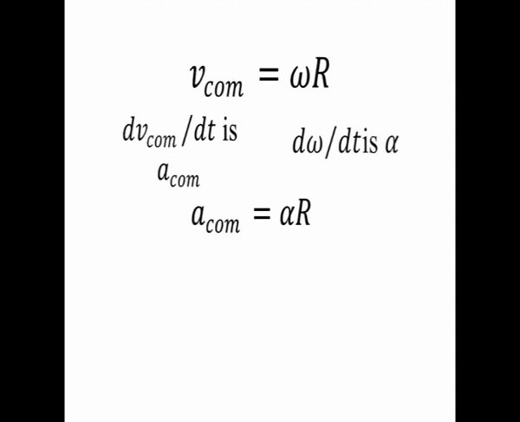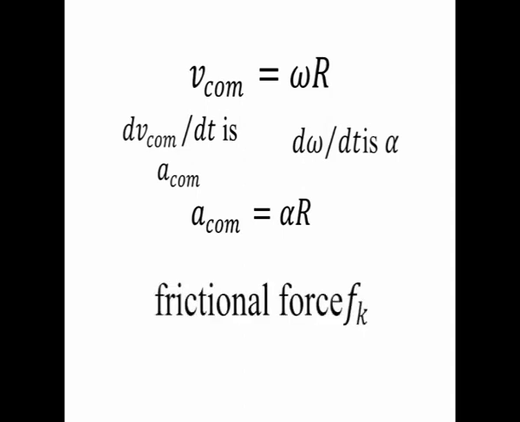If the wheel does slide when the net force acts on it, the frictional force that acts at P is a kinetic frictional force f-k. The motion then is not smooth rolling, and the equation a-com equals alpha r does not apply to this motion.